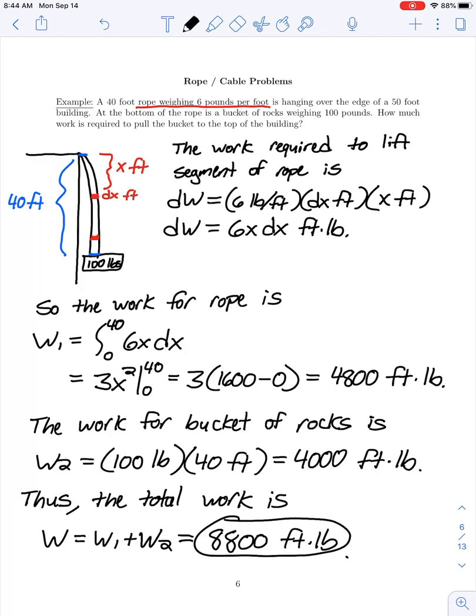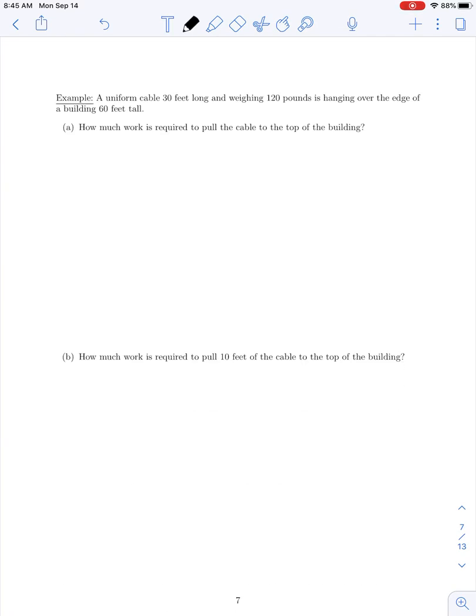So the idea for these rope or cable problems is similar to what we've been doing in our earlier sections for applications of the integral. We're going to think about slicing up our rope into these small segments, calculate the work required to lift that one segment some distance, and then add up the work required for all of those sections over the length of our rope. And then we have to keep in mind, well, if we have some bucket of rocks or something else that's hanging off the bottom of the rope, we have to be sure to account for the work required to lift that bucket as well. So let's look at another one.